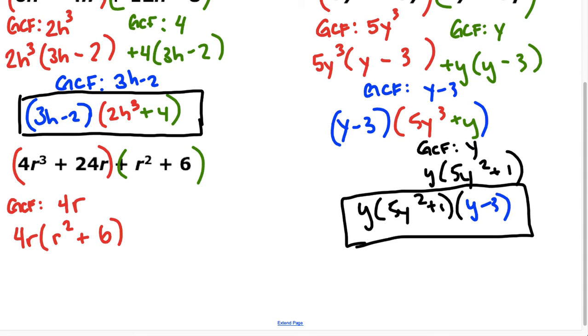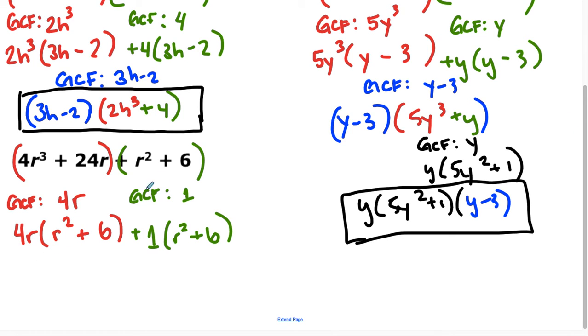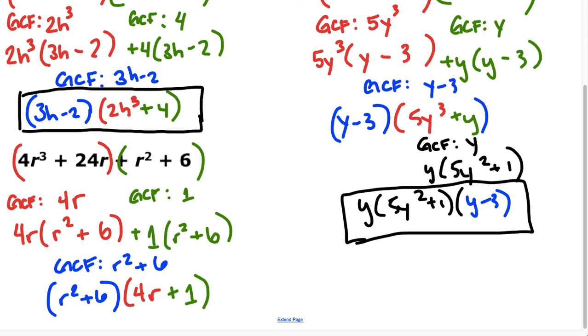Then for the next one, the GCF here is just 1, because even if you say there is no common term, the common factor between any two numbers is always 1. All right, so 1 goes on the outside, and on the inside is r squared plus 6. And same thing goes here. We have my second set of GCF, which is r squared plus 6. If I factor that out, from the first term what I have left is 4r, and from the second term what I have left is plus 1.